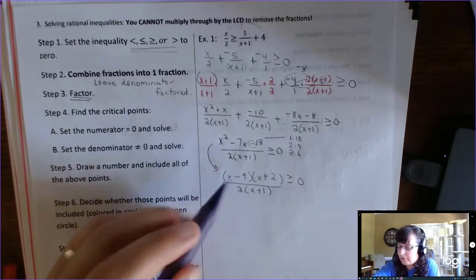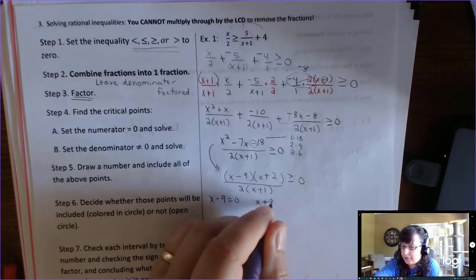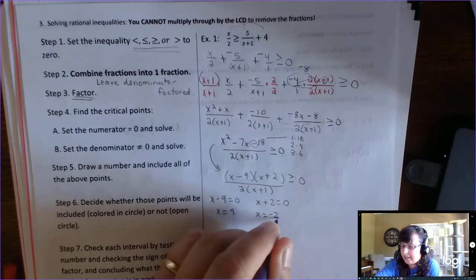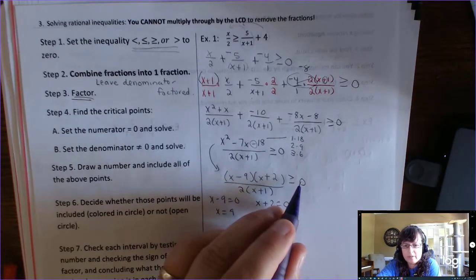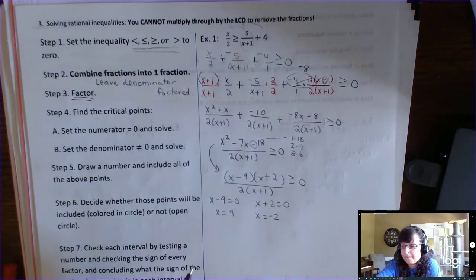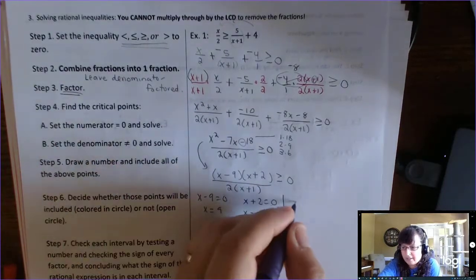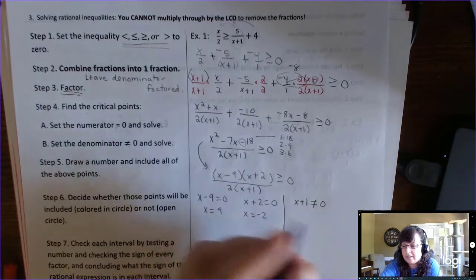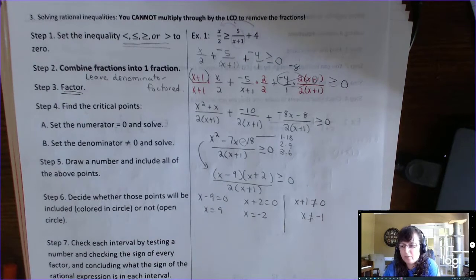The zeros from the numerator: x minus 9 equals 0 and x plus 2 equals 0, so x equals 9 and x equals negative 2. These are the numbers that if you plugged in, you would get 0. Since it's greater than or equal to 0, they're going to be included. But then there's also the denominator. x plus 1 cannot equal 0 because it's in the denominator. So x cannot equal negative 1, but it's still what we call a critical point.